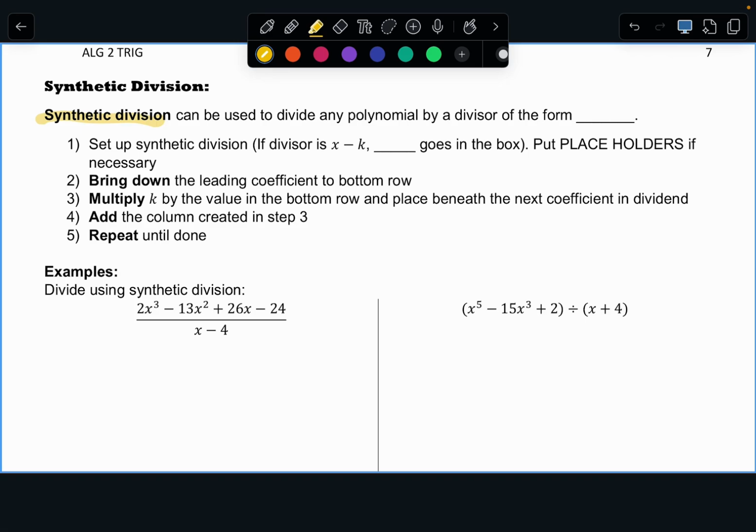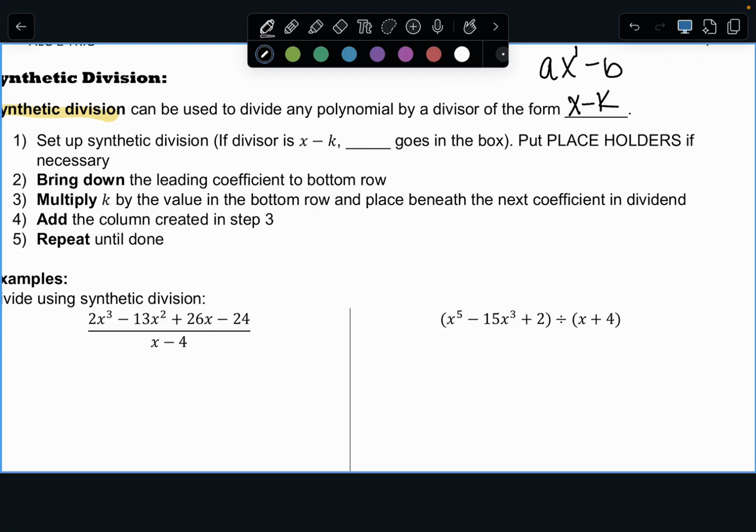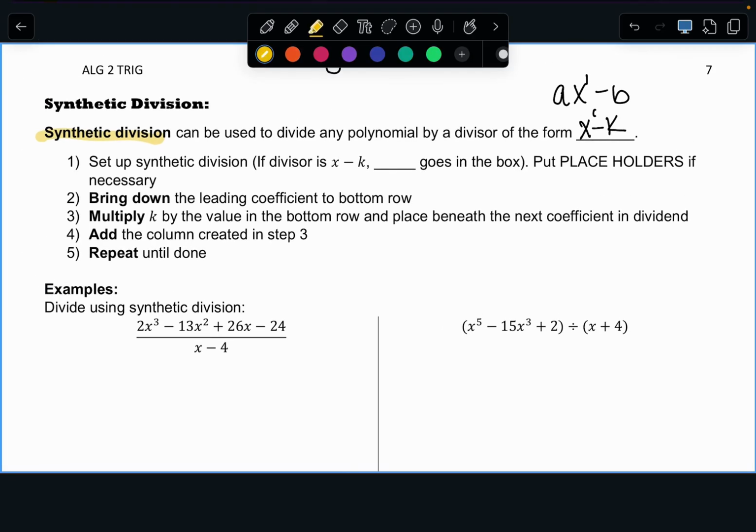But we can only use it when we divide off linear polynomials, meaning we're dividing by something that is x plus or minus a number. Or you could also have a coefficient in front of your x. So we could also have something like this. But the key here is the exponent on x in the thing that we're dividing by is 1.